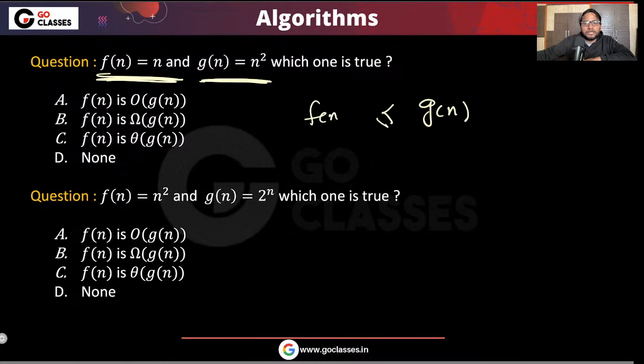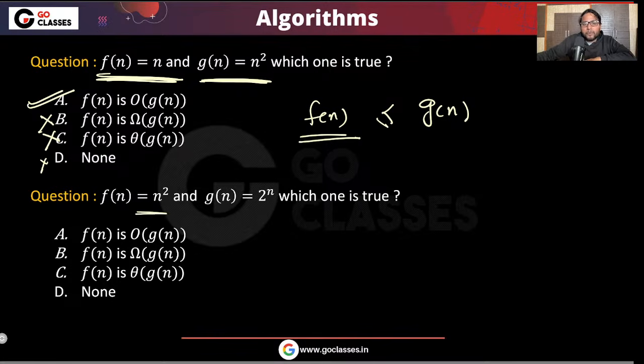So what you will say? You will say it is order. Yes, that is true. Is the Fn greater, by any chance? No, right? Fn is not greater. Are they equal? No. The most significant terms are not equal. So that's why A is the correct answer here.